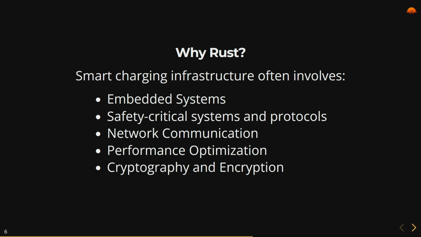So the charging station, charging management system, and other components communicate over a network using various protocols. The Rust ecosystem provides libraries and frameworks for building network applications, allowing developers to create performant and secure communication channels. This can help ensure reliable and secure data transmission between charging infrastructure components.